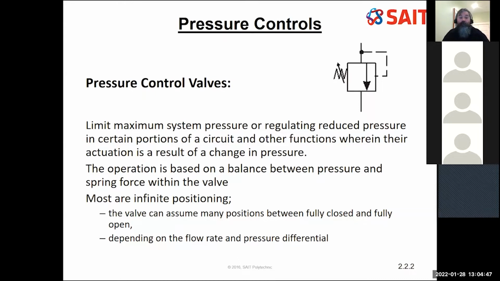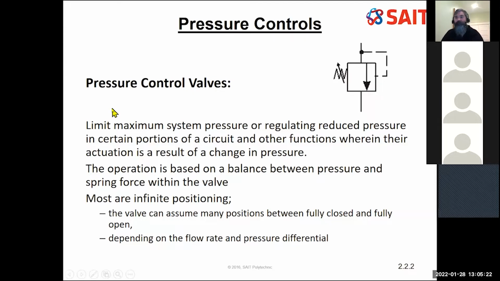So what we've got here, the operation is based on a balance. It's a balanced system between the pressure derived from a spring and the pressure in the valve from the fluid acting on an area. Most of our valves have a small spool or a poppet acting against a spring, and that poppet has a surface area. The pressure of the fluid acting on that surface area of that poppet is acting against the spring from the other end to determine if the valve should open or close or modulate or some position in between.